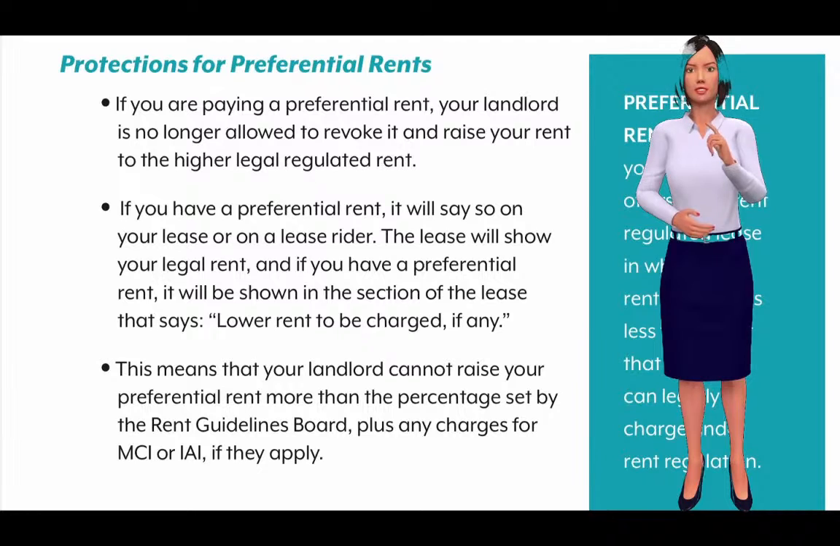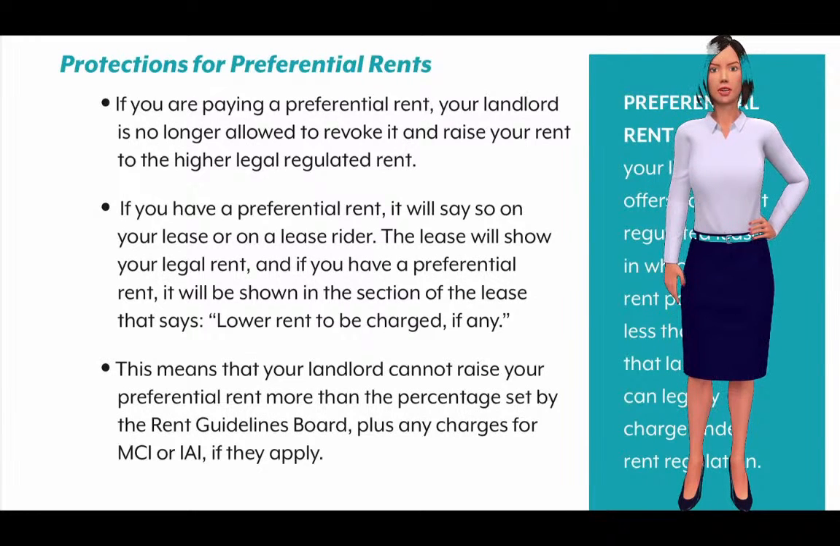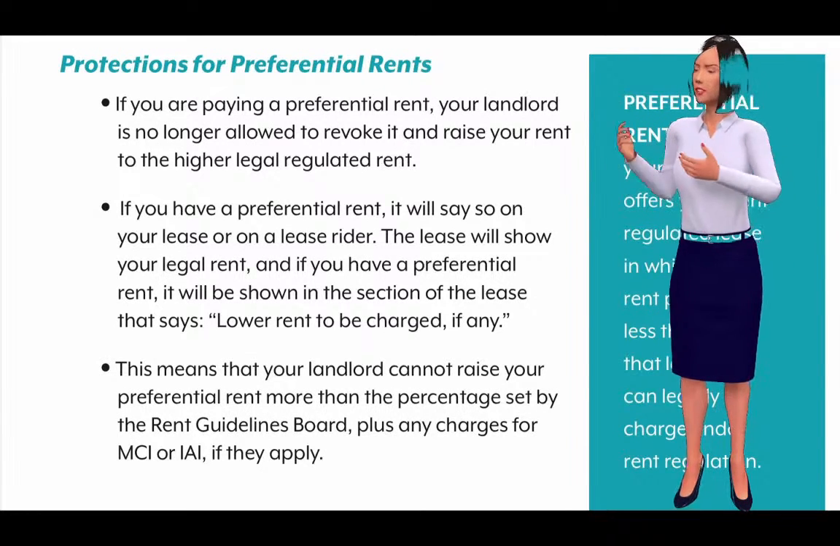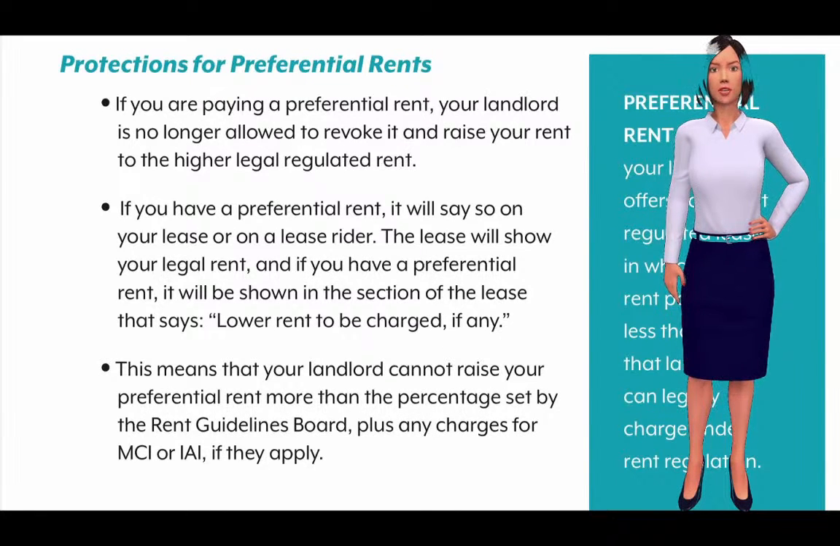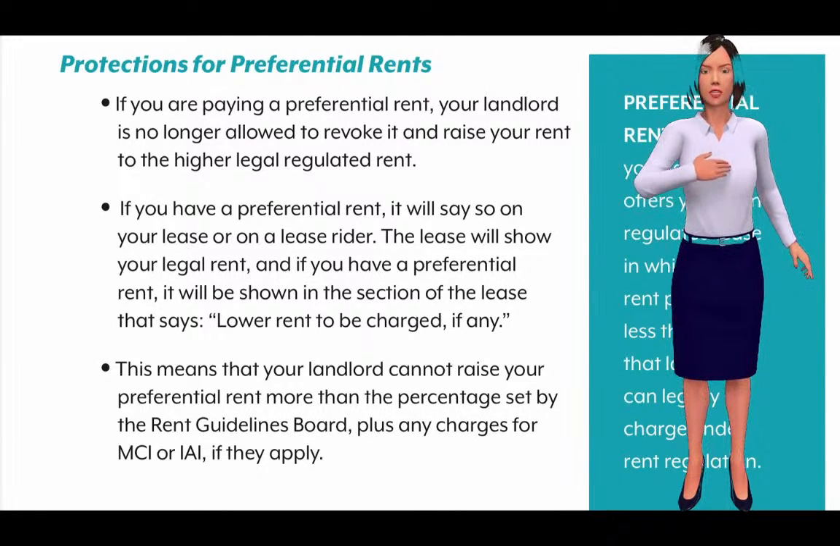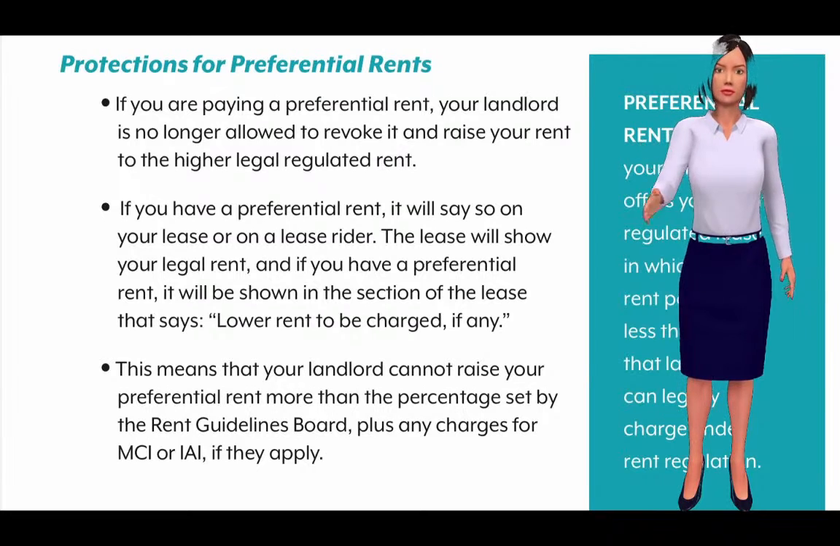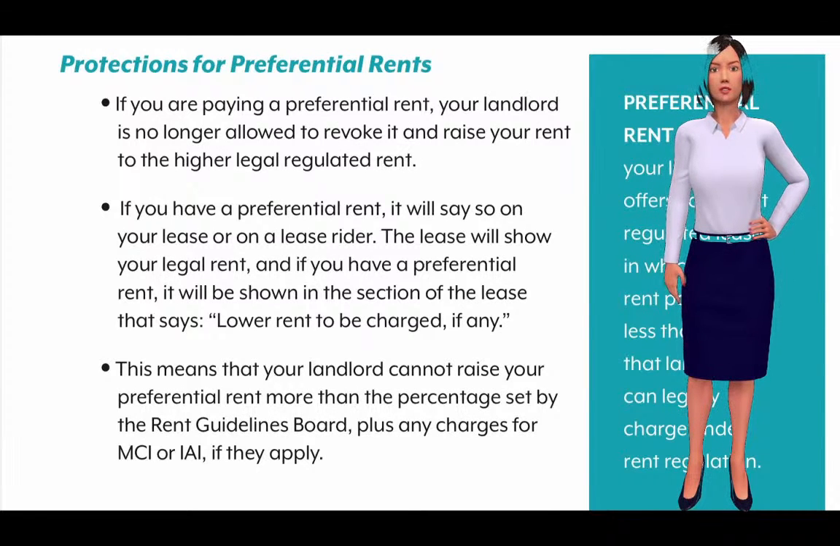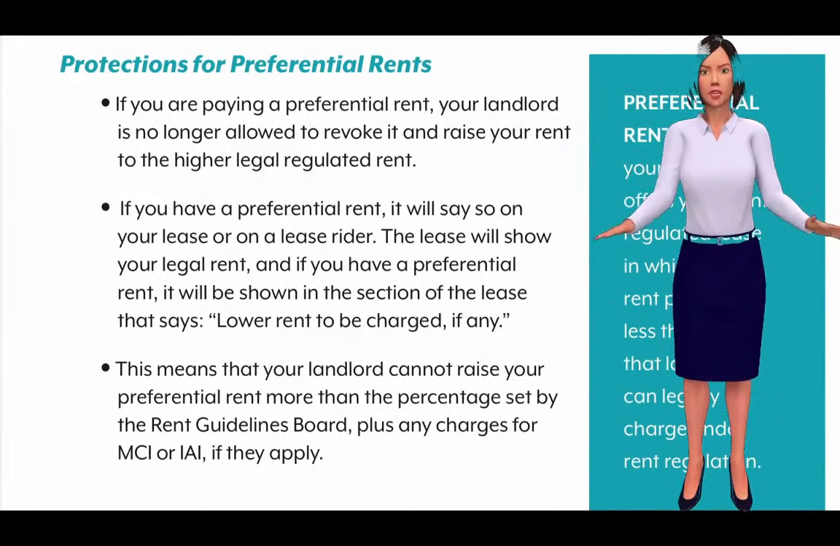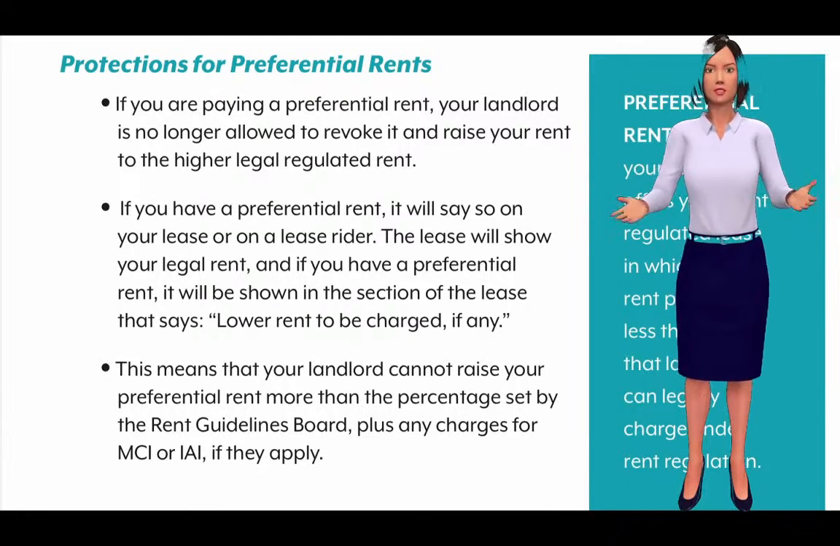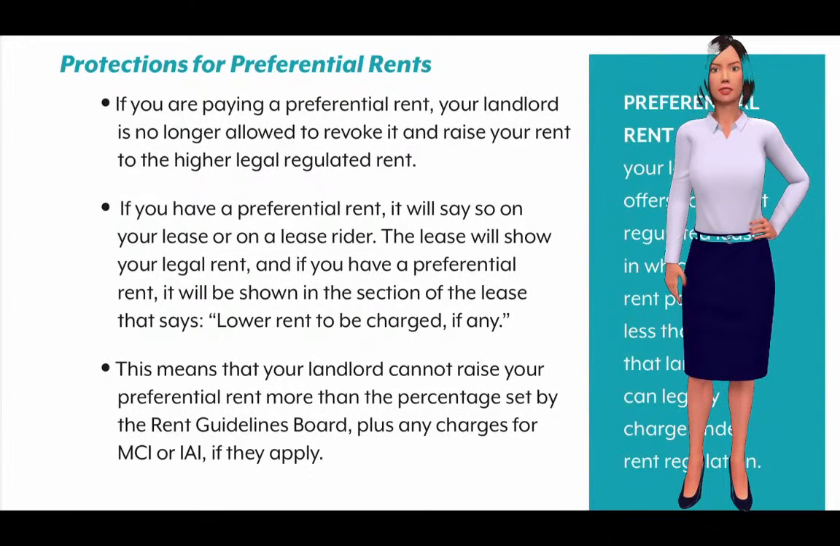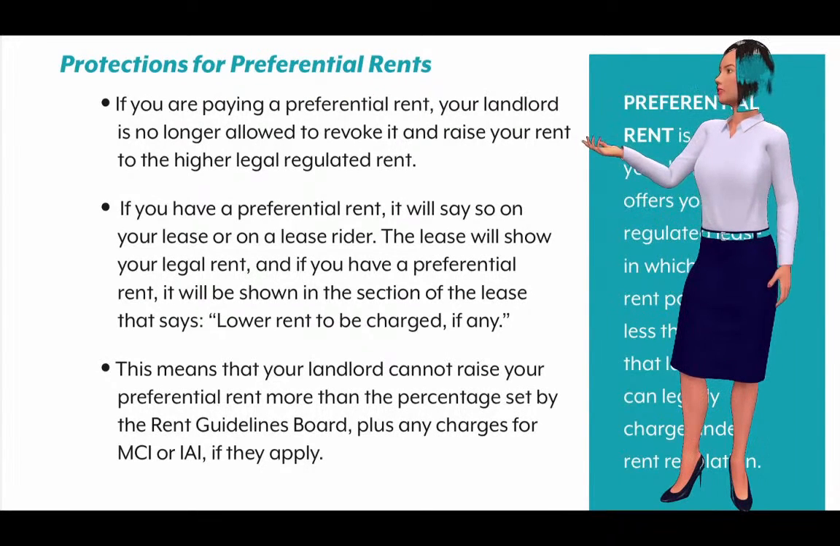If you have a preferential rent, it will say so on your lease or on a lease rider. The lease will show your legal rent, and if you have a preferential rent, it will be shown in the section of the lease that says, "lower rent to be charged, if any." This means that your landlord cannot raise your preferential rent more than the percentage set by the Rent Guidelines Board, plus any charges for MCI or IAI, if they apply.